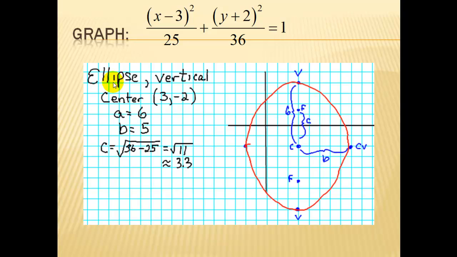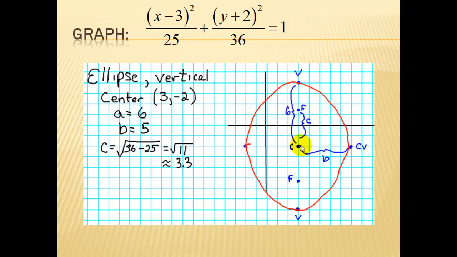So we've already talked about how we determined it was an ellipse and vertical. Again, we take the opposite of the number with the x, so we get positive 3, and here the opposite is negative 2. That's our center of our ellipse. This is our a squared, so the square root of that is 6. This is our b squared, 5.